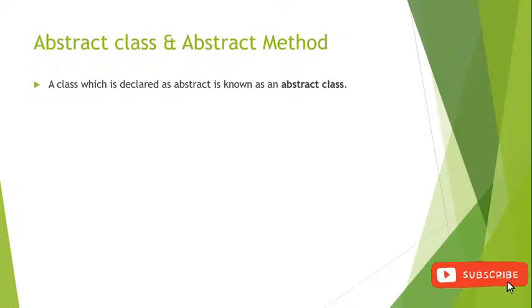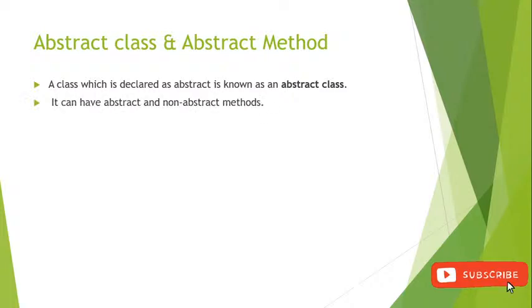So how will we declare an abstract class? The class which is declared with the abstract keyword is known as an abstract class. If you want to declare any class as an abstract class, what do we need to do? Simply add the abstract keyword before the class, and that class is converted into an abstract class.